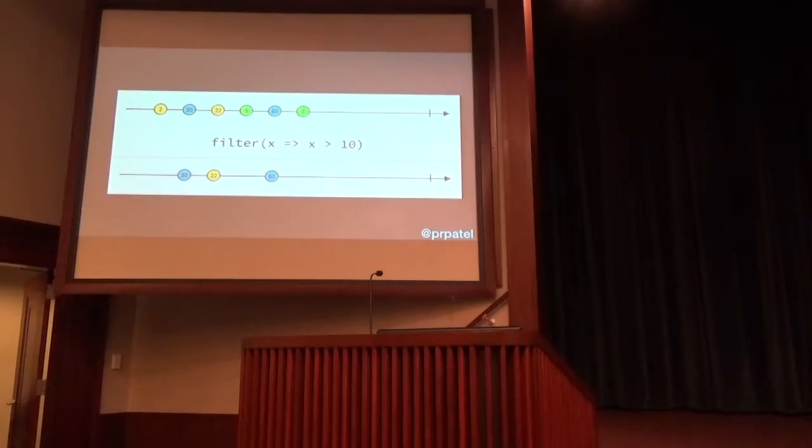So a couple more, then we'll get onto some code in terms of how these operators actually work. And then here's your standard filter operation. Filter the data so that everything that's above 10 is passed down to the observer.